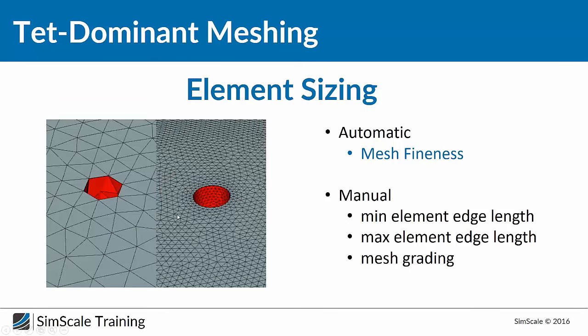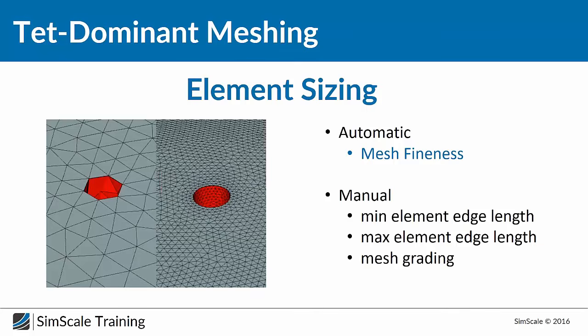There will be some automatic adaptations, but in the end we have a constant element size, which we cannot directly control. For a lot of cases, this kind of meshing is good enough, especially when we do a mesh-independence study. But from time to time, when you want more control over the global mesh size, you can also do manual element sizing.